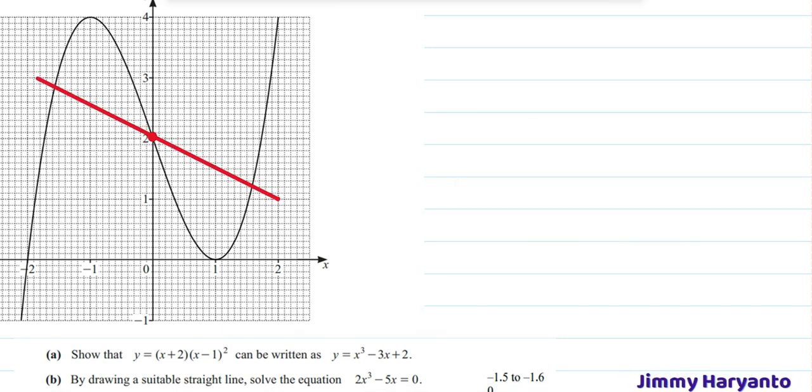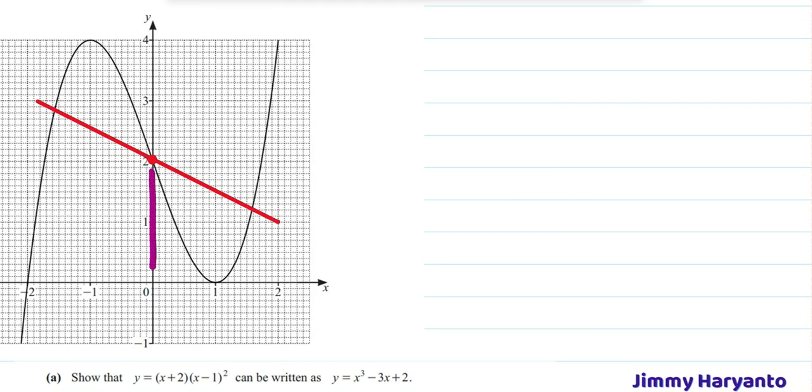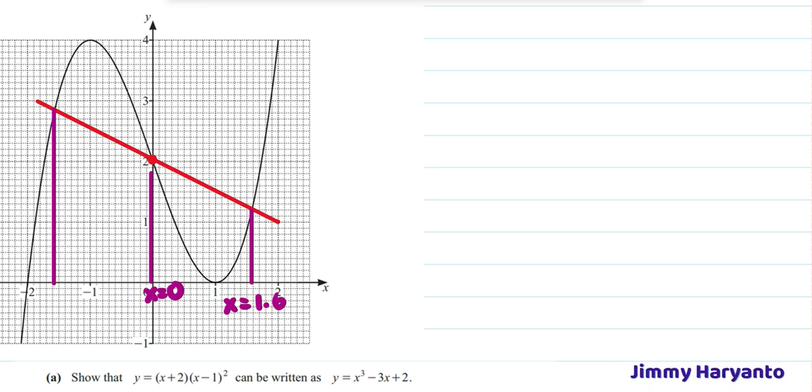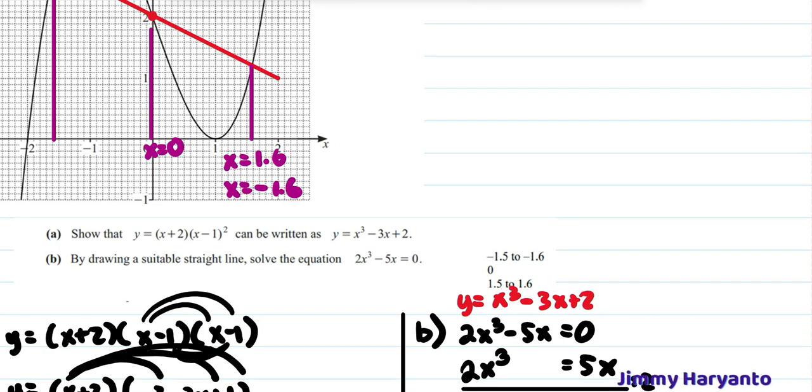Like that, okay? And then the question wants you to solve it. Solve it means you have to find out the values of x. The first one is this one, x equals 0. The second one is this one, which is x equals 1.6. And then the other one is this one, negative 1.6 also. Okay, so this is the solution of the equation.